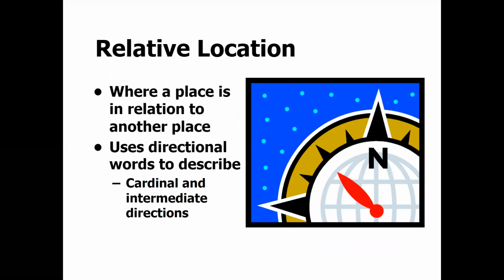Next up, we're going to talk about relative location. This is where a place is in relation to another place. Are we giving exact coordinates? No. We use directional words to describe the location. What are directional words? When you give directions, what do you say? There's 4.